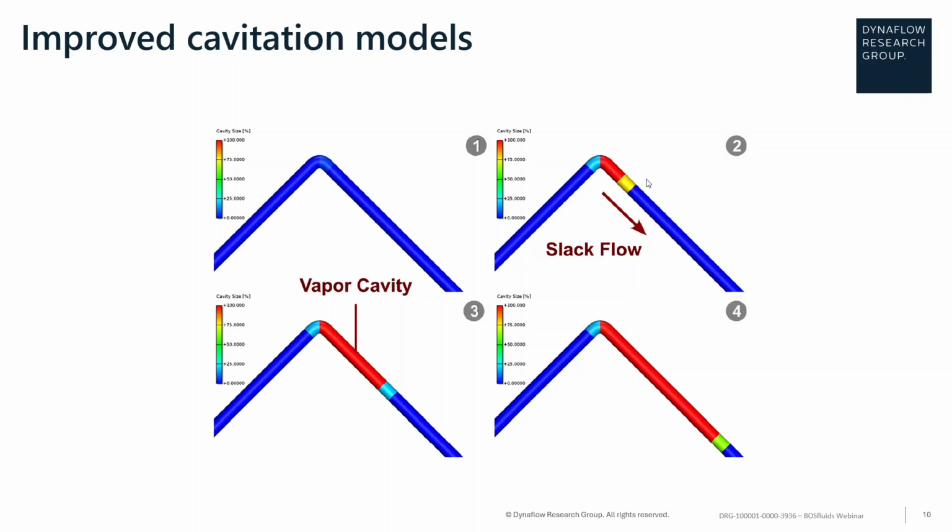Well, actually these bubbles have buoyancy, and they will rise, and that cavity will actually grow from the top, and it's called slack flow, and there's still liquid going from left to right here. So this has been improved in this new version of BOSfluids, where this vapor cavity actually starts growing from that top elevated part, and will grow in this direction, and eventually we'll also be able to recover from that direction again.